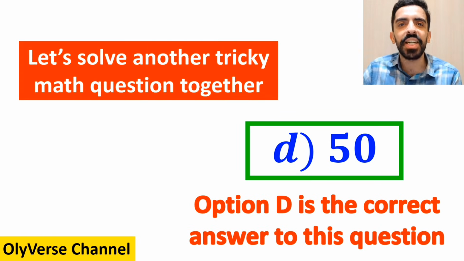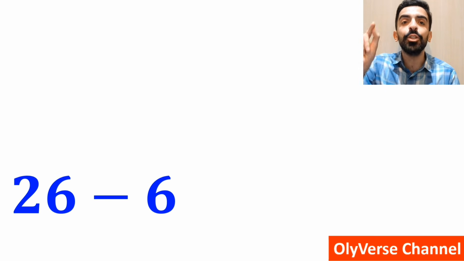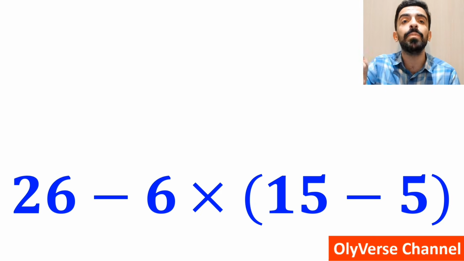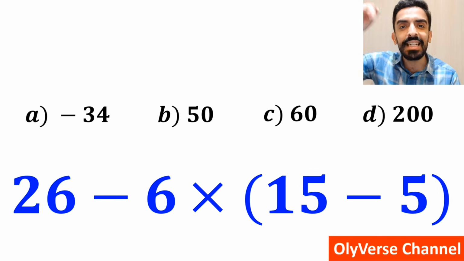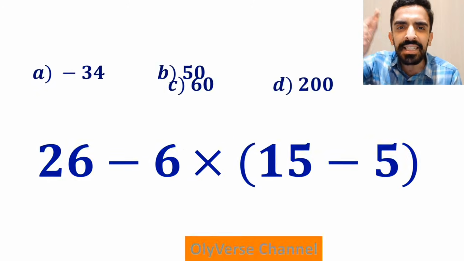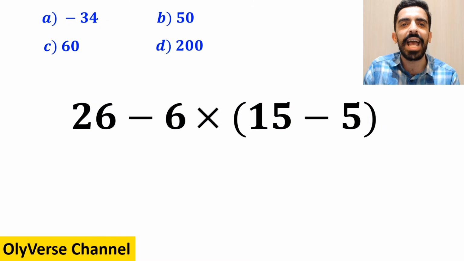Alright, now let's solve another tricky math question together. What is the value of the expression 26 minus 6 times (15 minus 5)? Which option do you think is the correct answer to this question? Let's dive in and break it down step by step together.